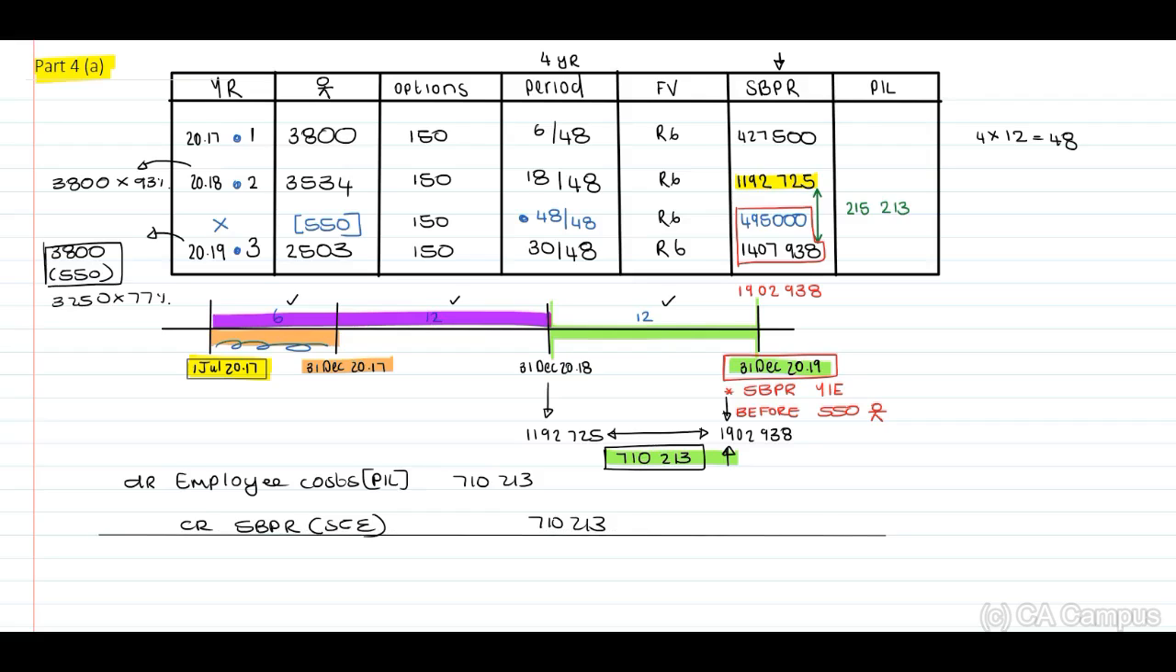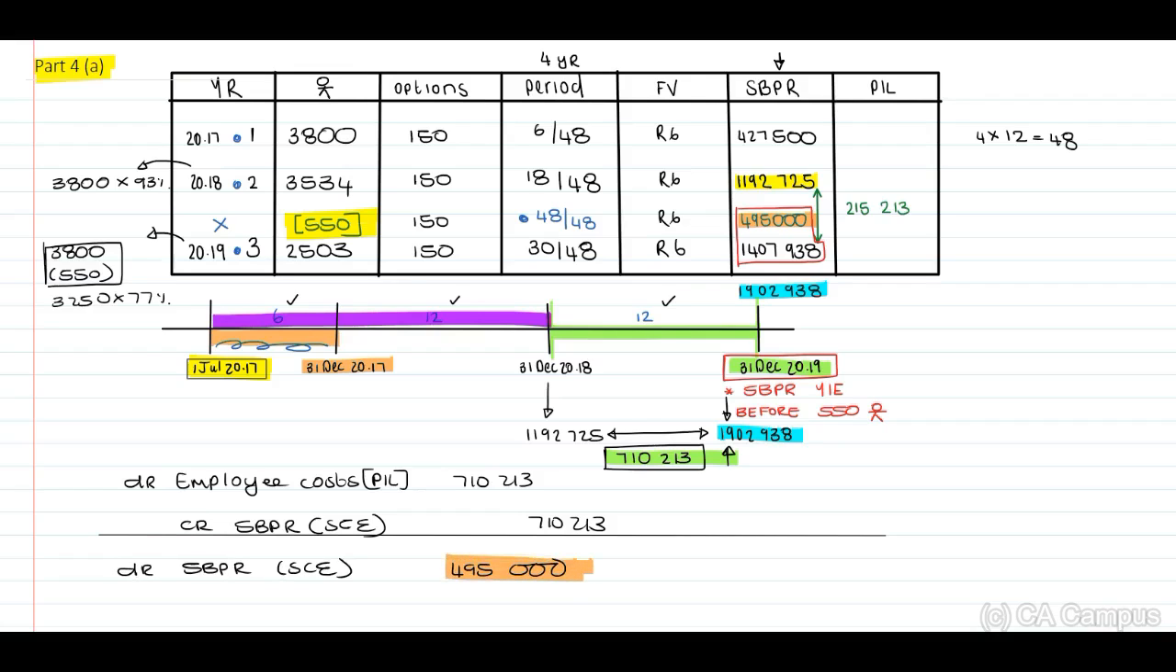Okay, now we have the 550 employees that resigned. Okay, so you with me? Included in this 190,238 is 495,000. Therefore, we will have to take this out. We will have to debit our share-based payment reserve, statement of changes in equity, with the 495,000. We need to take this out.